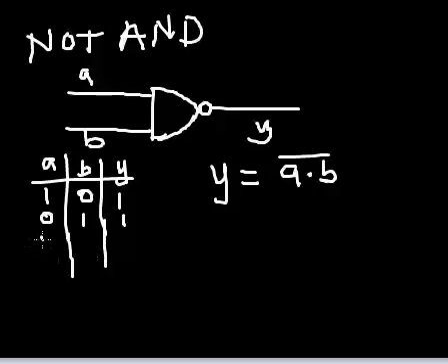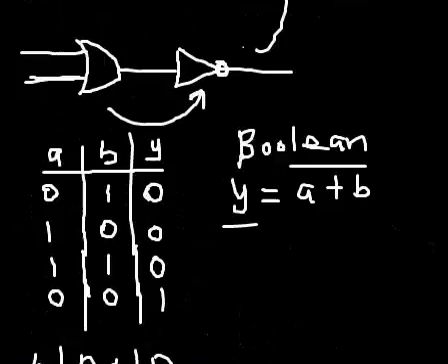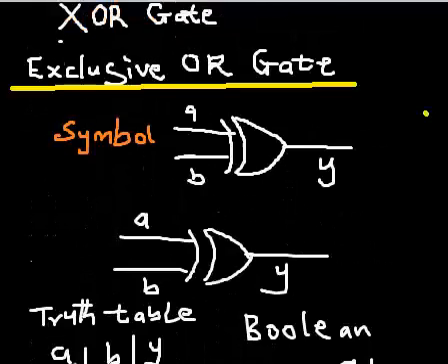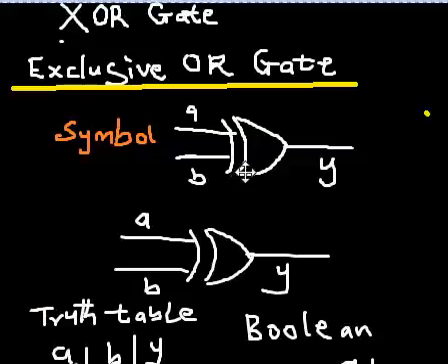0 times 0 gives me 0. When I invert it, that's 1. But when I have 1 times 1, that gives me 1. When I invert it, that will now be 0. So that is the NAND gate. I hope that is well understood. So now let's go to Boolean algebra proper.